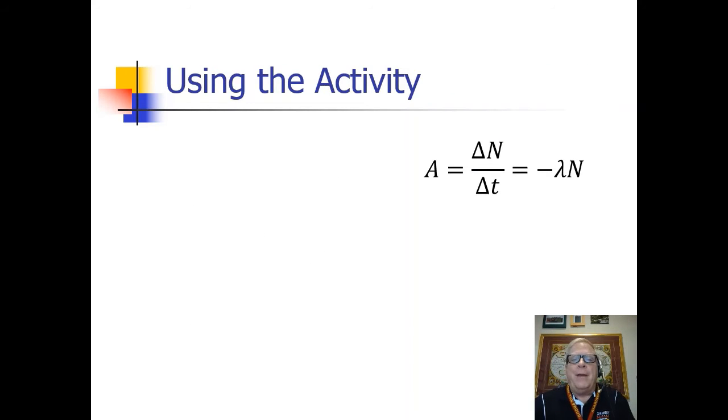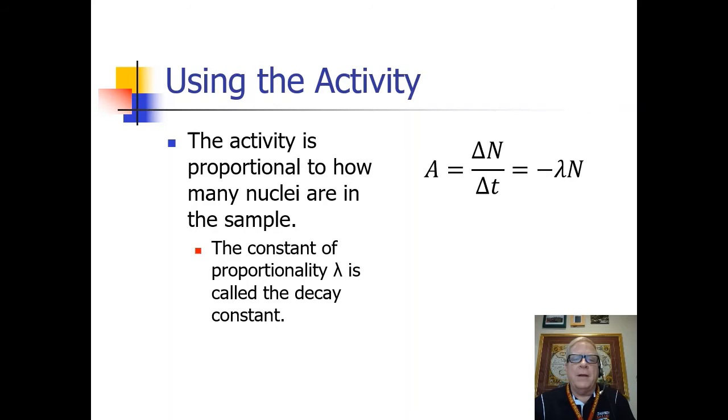Now the key thing, the thing that's going to make this all work, is that the number of decays you get is proportional to how many of the atoms you have. It seems to make sense. The more atoms of a given type you have, the more radioactive decays of those atoms you're going to get in a given amount of time. So we say the activity is proportional to the number of atoms that you have, and the constant of proportionality is called the decay constant.